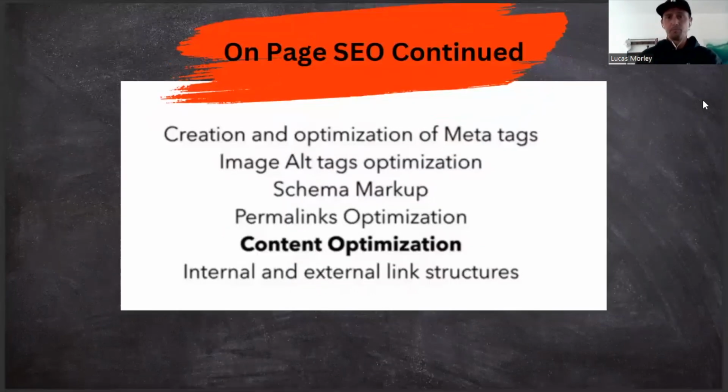Okay. Creation and optimization of meta tags. Meta tags are small pieces of code that go in your website header. People can't see that. Okay, only Google can see that. Image alt tags too, optimizing your images. This is going to let Google know what the image is about. But also importantly, for people that are visually impaired, it will tell them what the image is about. So very, very important that you have that here.